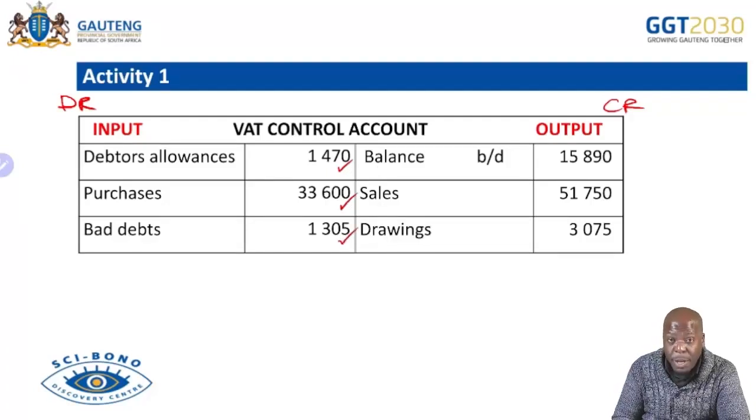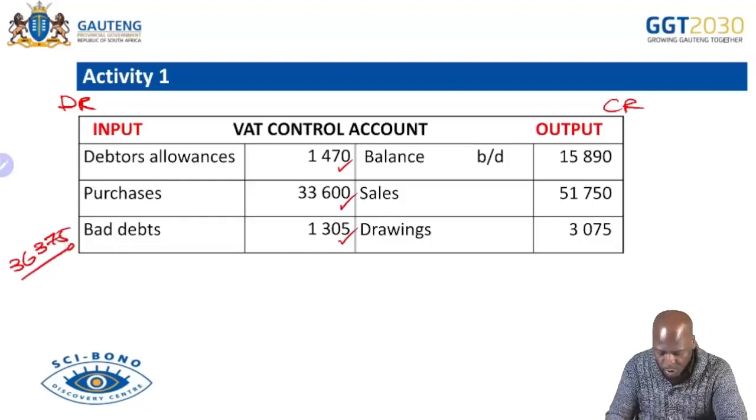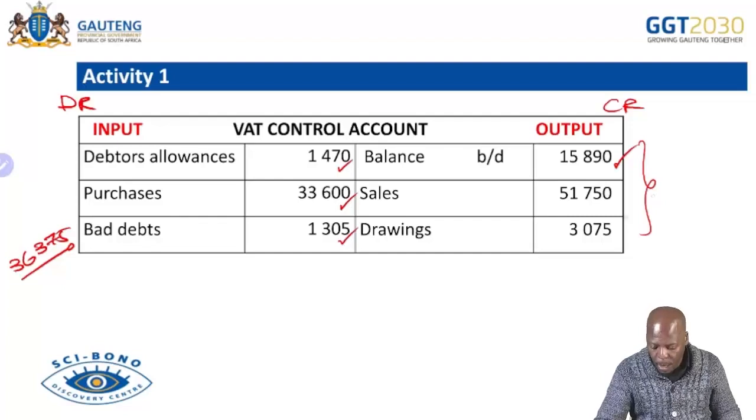Can someone tell me how much do we get? All right. Someone is saying, Mr. Simbi, we get 36,375. Someone confirm that? Thank you. And then let's add our credit side. We are adding 15,890. Punch that in your calculator, please. 15,890 plus 51,750 plus 3,075.